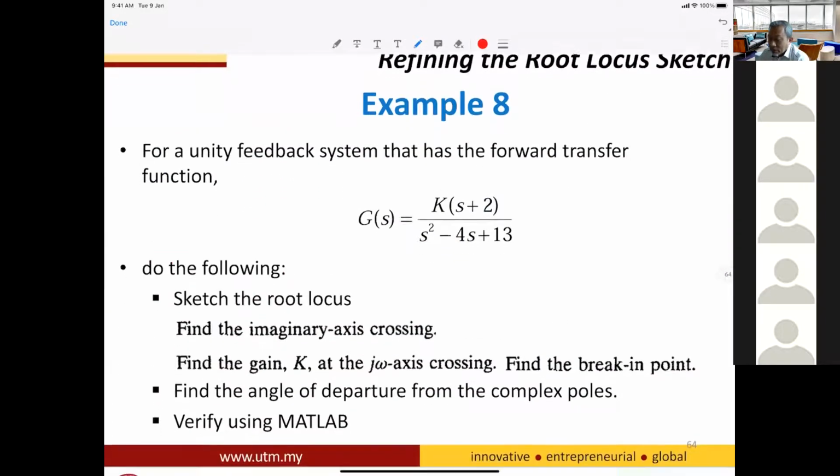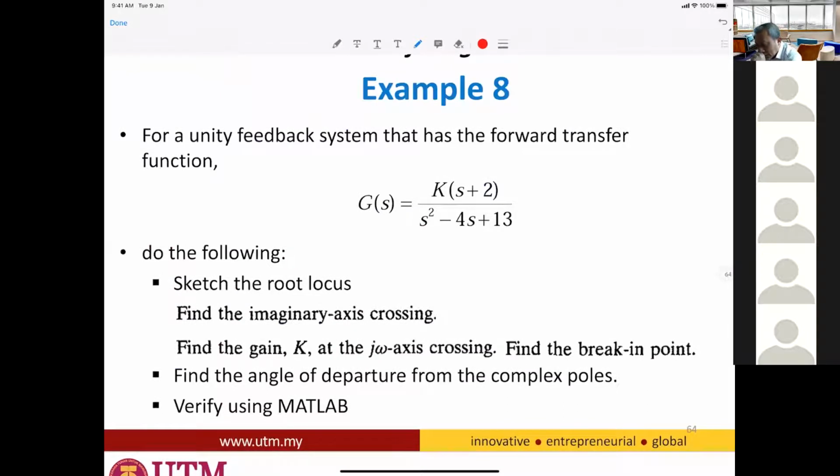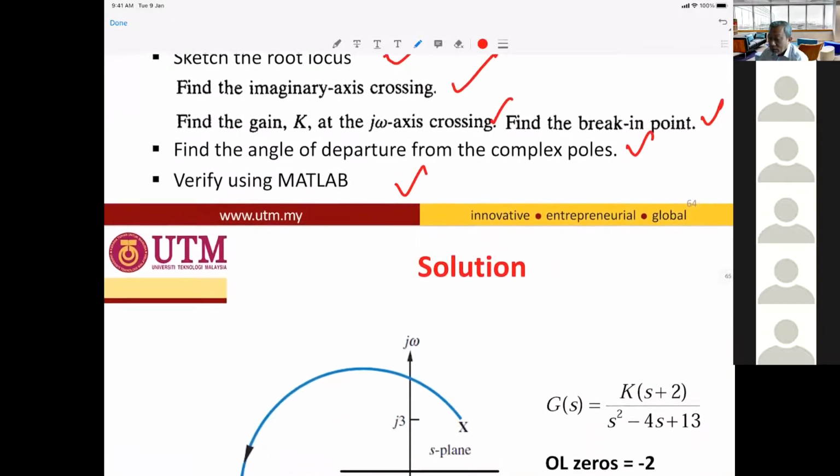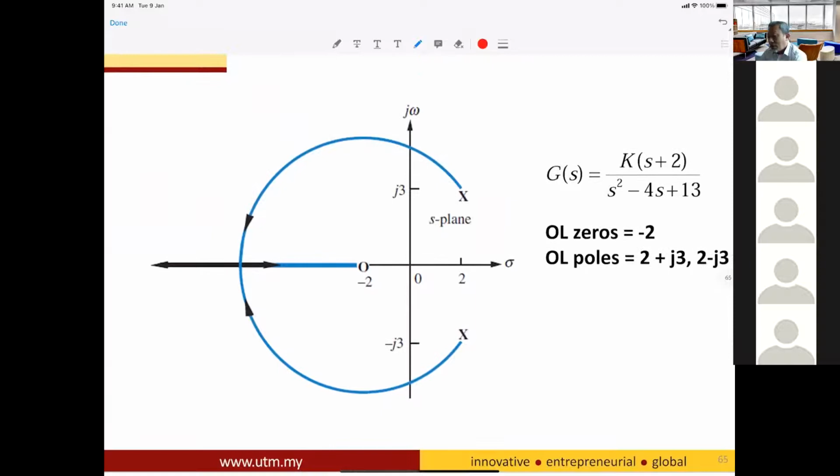Example 8. For a unity feedback system that has the forward transfer function K multiplied by (s plus 2) divided by (s squared minus 4s plus 13), do the following: sketch the root locus, find the imaginary axis crossings, find the gain at the j omega axis crossings, find the break-in point, find the angle of departure from the complex poles, and then verify using MATLAB. So we do it manually first.